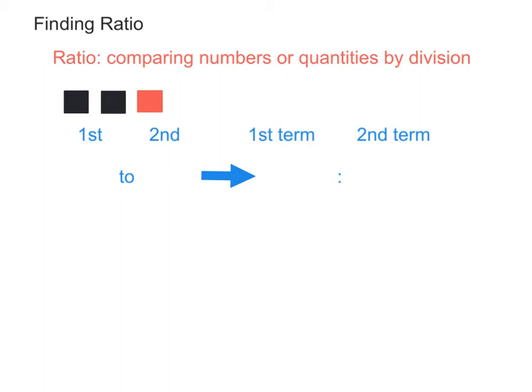So if I said, what is the ratio of black boxes to red boxes, we would say whichever one I asked for first, which in this case is black, and there are 2 black boxes, so I'd say the ratio is 2, and then since red is second, I would say 2 to 1. So the comparison of black to red is 2 to 1, or 2 black boxes to 1 red.